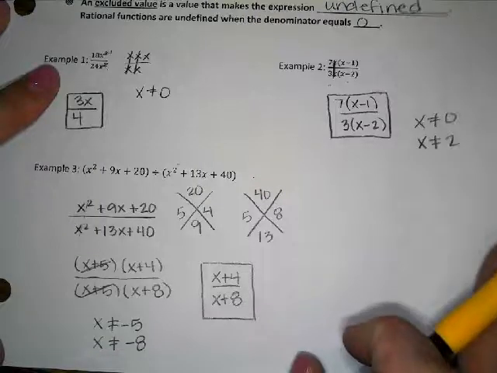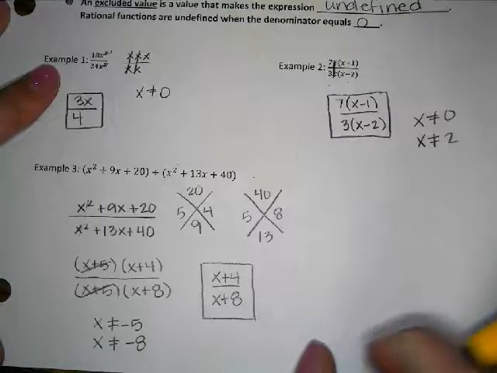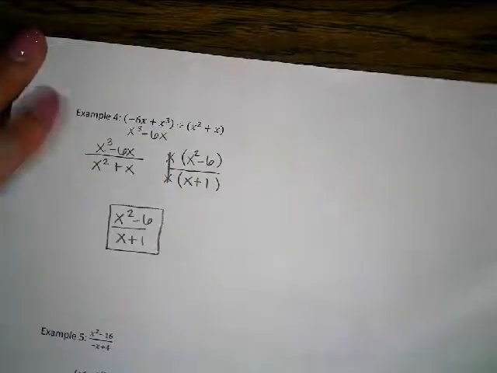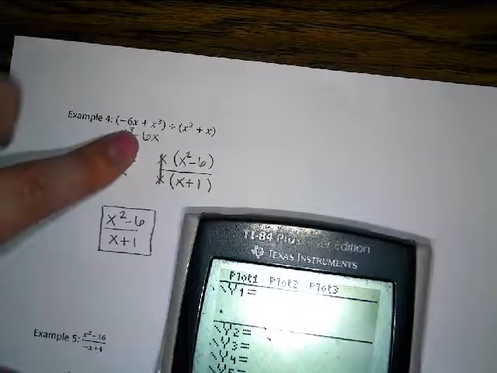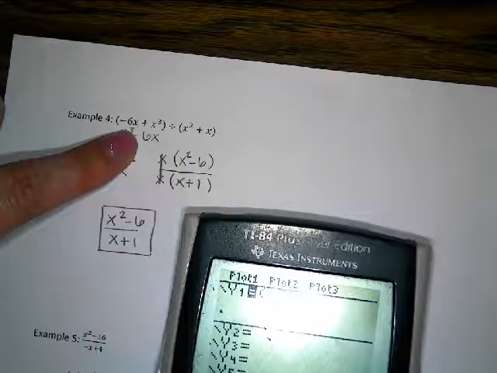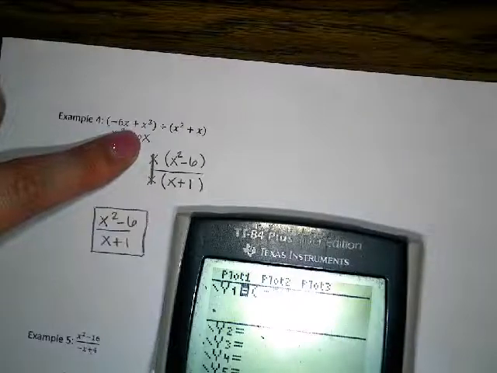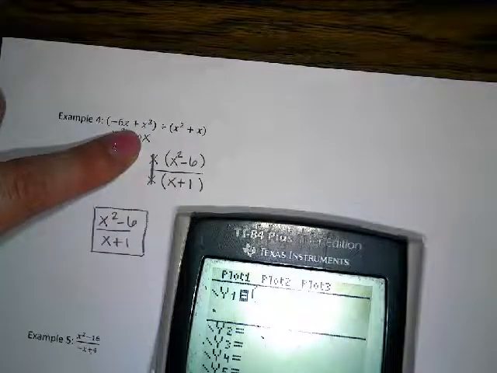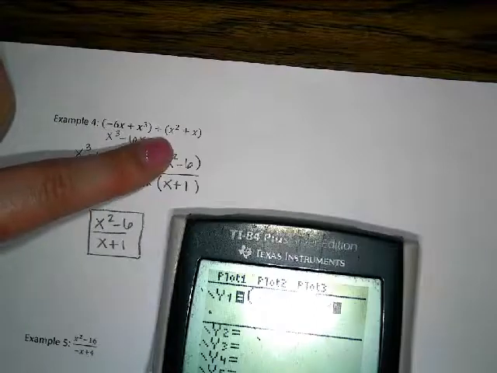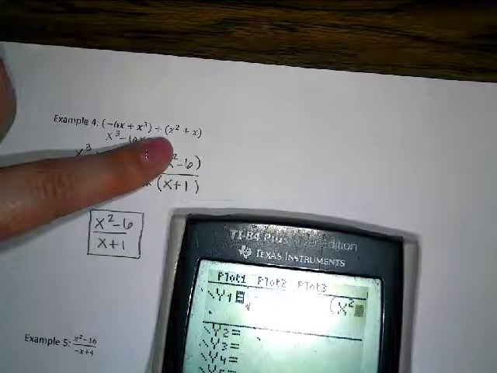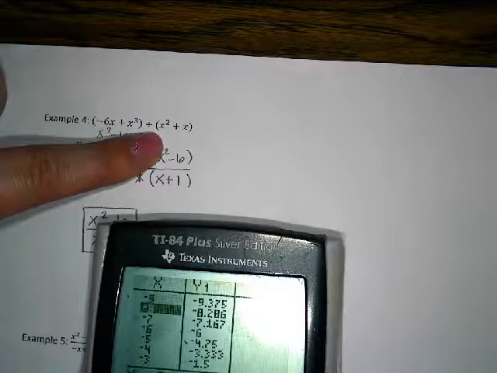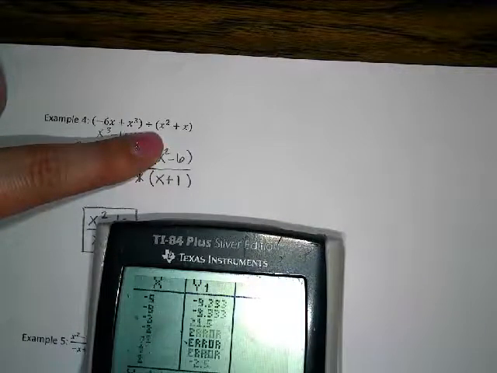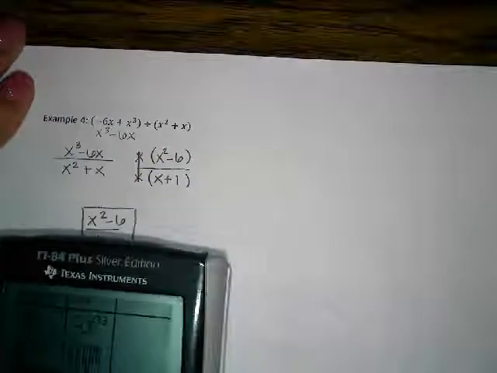Okay, let's try this one. So I'm going to type this one in. I'll go ahead and type in the original problem. Divided by x squared plus x. Okay. So the error messages on this one are at 0 and -1. X cannot equal 0. X cannot equal -1.